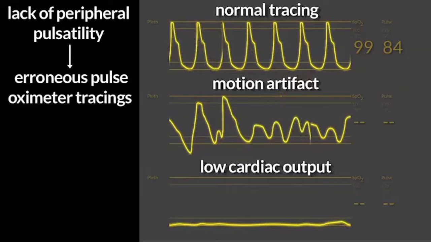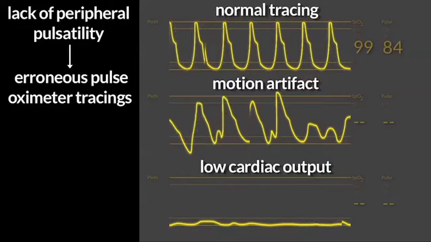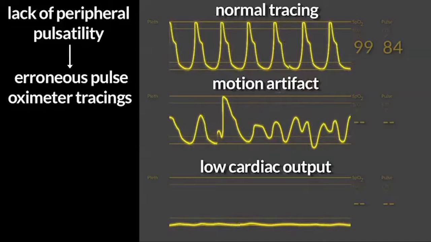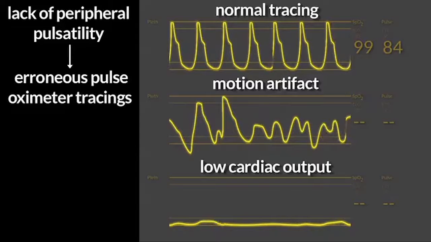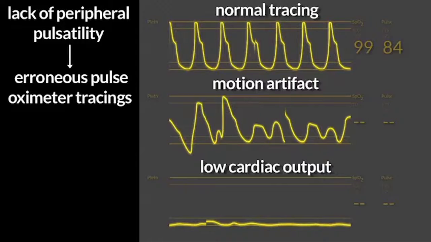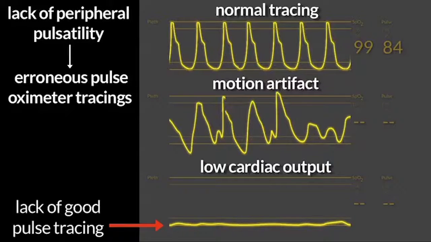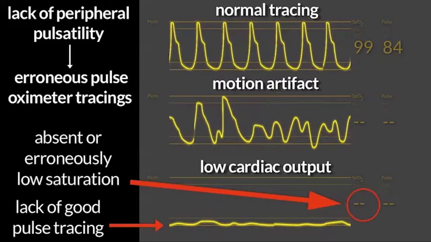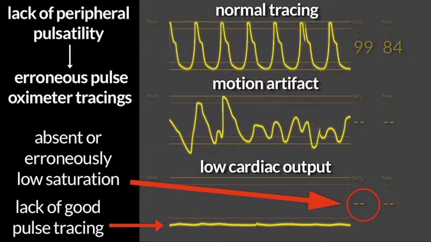lead to erroneous readings in your pulse oximeter tracing. Pulse oximetry includes the word pulse, and so you need pulsatile blood flow in order to get appropriate tracings and to get appropriate values. So unless you have a good pulse, you often see a lack of a good pulse tracing and either absent or erroneously low oxygen saturation level.